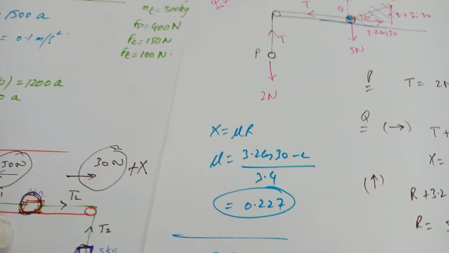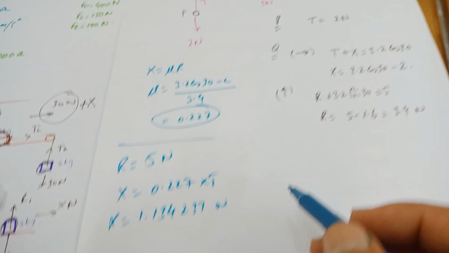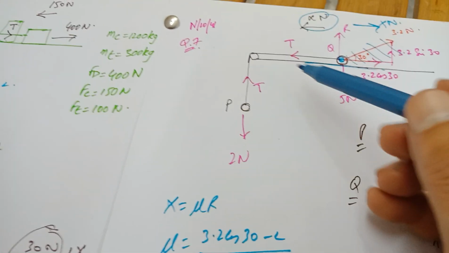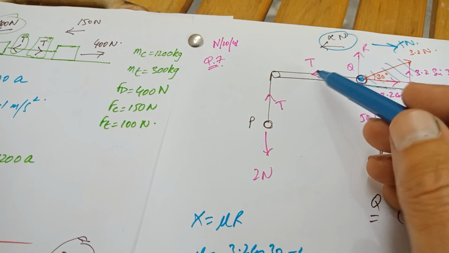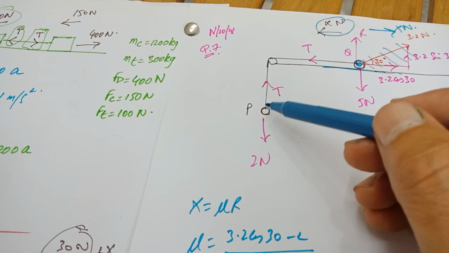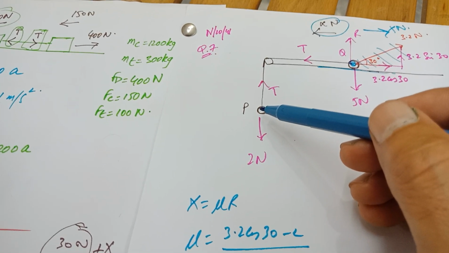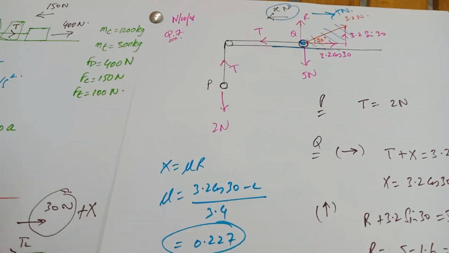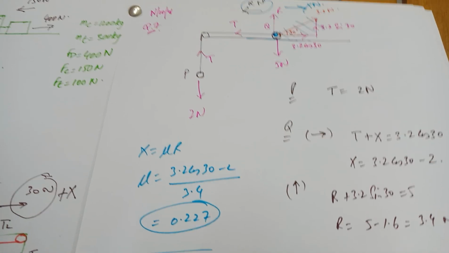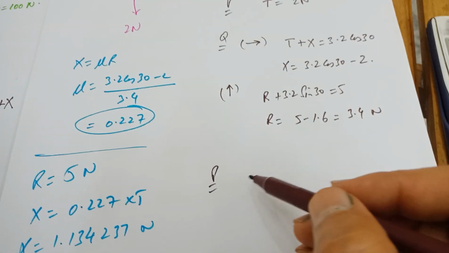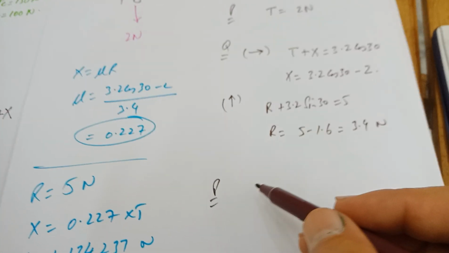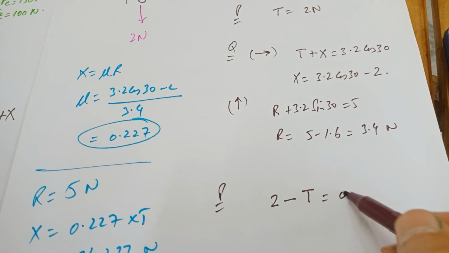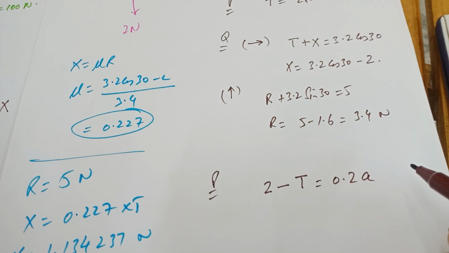Now this is that typical situation where these two particles are moving. This is moving downwards, this is moving horizontally. So we shall have two equations through F equal to ma, and we shall solve them simultaneously to get the acceleration and the tension in the string. Looking at P moving downwards, the weight is downward, upward is T, and that is equal to 0.2a. That is the first equation.